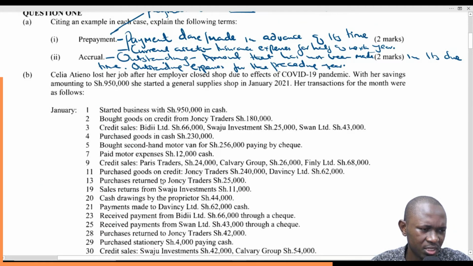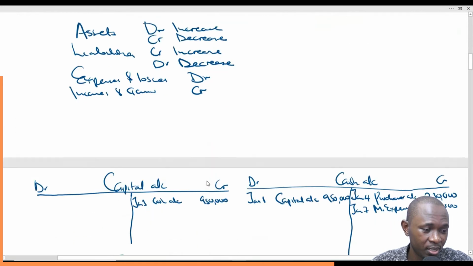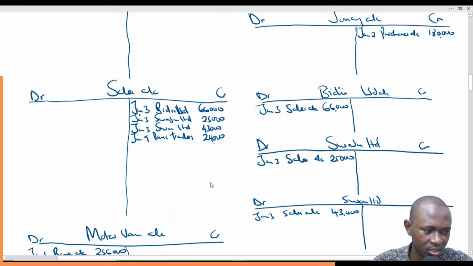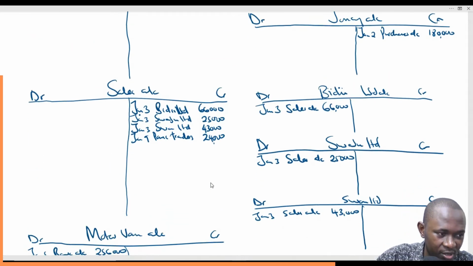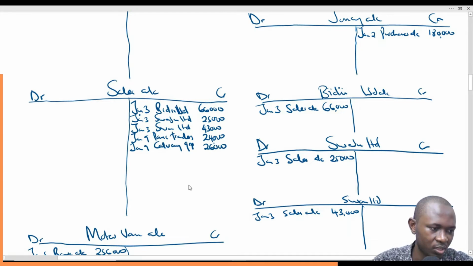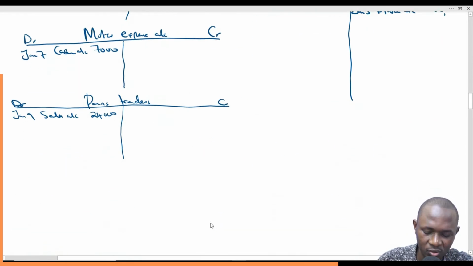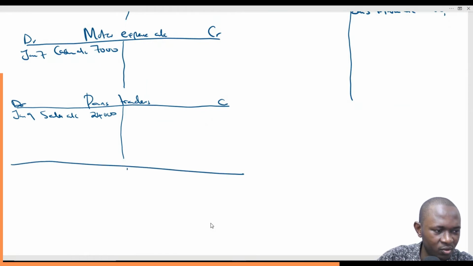Calvary Group 26,000. Credit sales to Calvary Group 26,000. We don't have Calvary Group. So it's still January 9th, Calvary Group, and the amount is 26,000. Since we don't have Calvary Group, we'll open another account for Calvary Group.